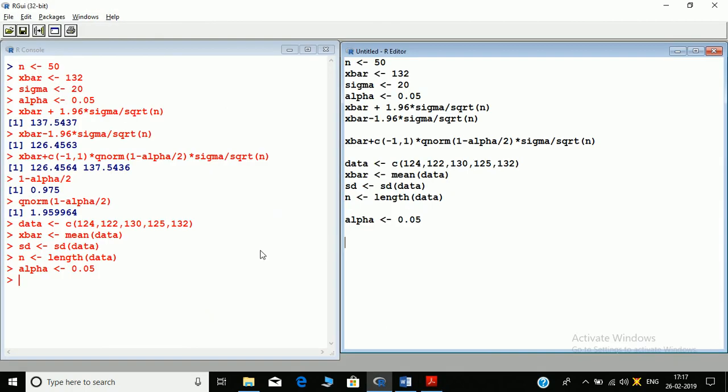So first, with the scratch method we can calculate the CI, as seen above. So let's write x bar plus C of minus 1 comma 1 into Qt, because it's a T distribution we'll use Qt, and then again 1 minus alpha by 2, into, here it's SD now, SD by SQRT of N.